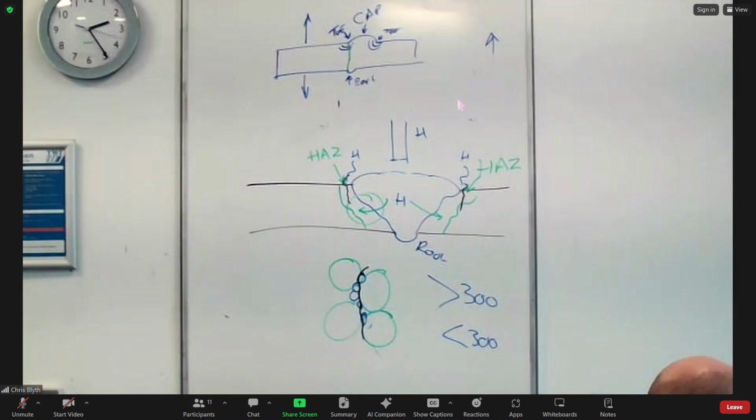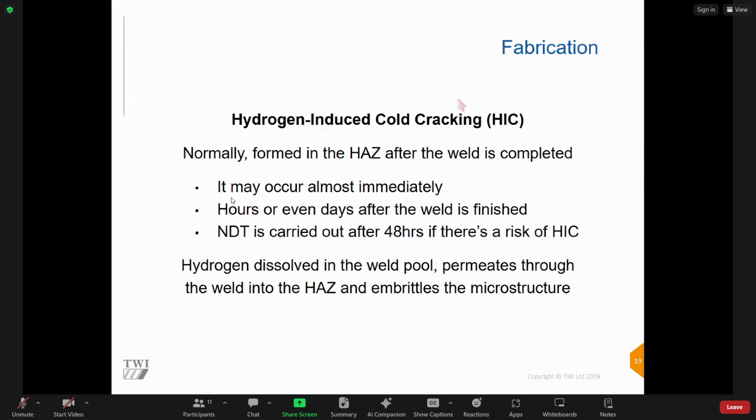So it's put things in, and I think if they're not explained properly, then what's the point of putting it in? Okay. So that's our hydrogen-induced cracking.